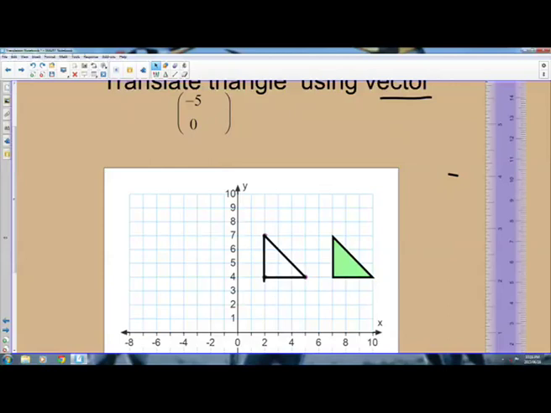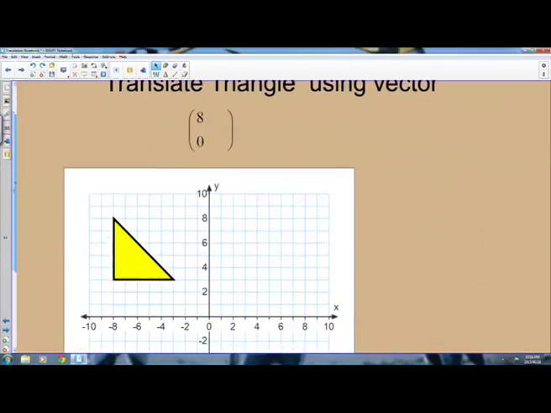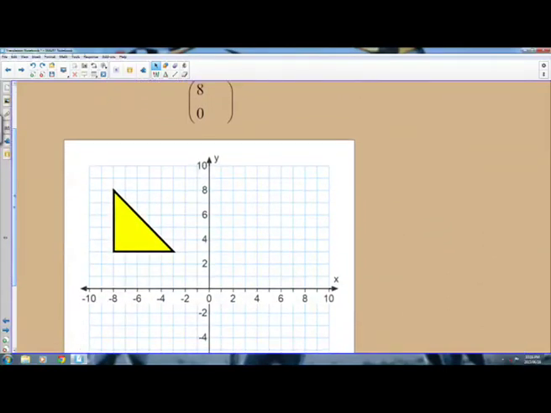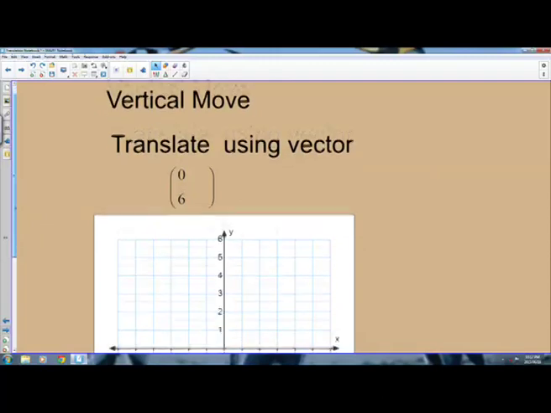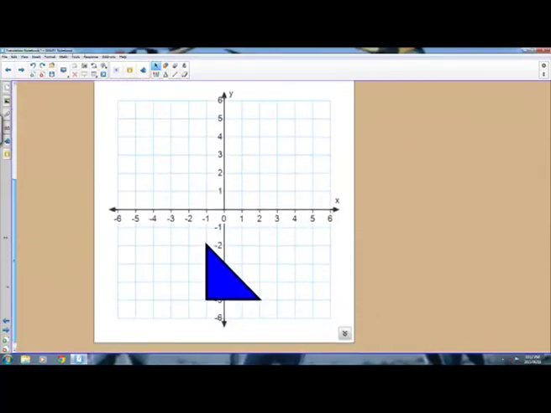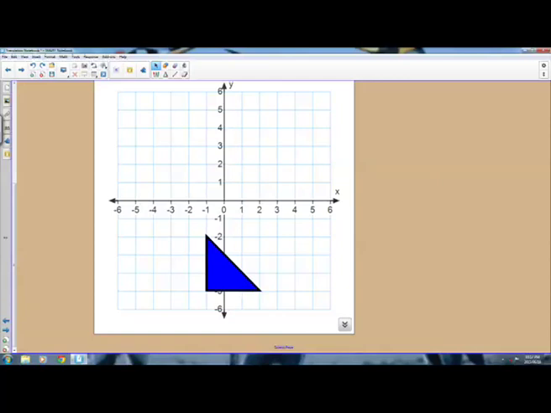Let us have a look at the vertical movement. We are to translate this shape using vector 8, 0. When you look into this, because this is also moving along the x-axis, this also will give us the horizontal movement. But I want one which will give us the vertical movement. So let us deal with one which will give us the vertical movement. This one, you can just work it out at your own time. So let us have a look at the one which will give us an example where we are moving vertically.